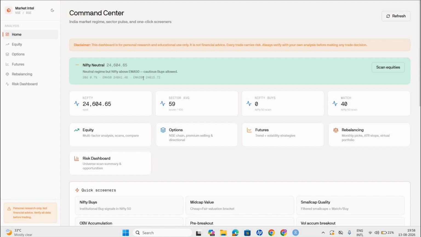So I have taken multiple option trades using this dashboard, and so far every trade has been profitable. But I don't want you to simply take my word. At the end of this video, I will show you my PNL and actual trade results as proof.